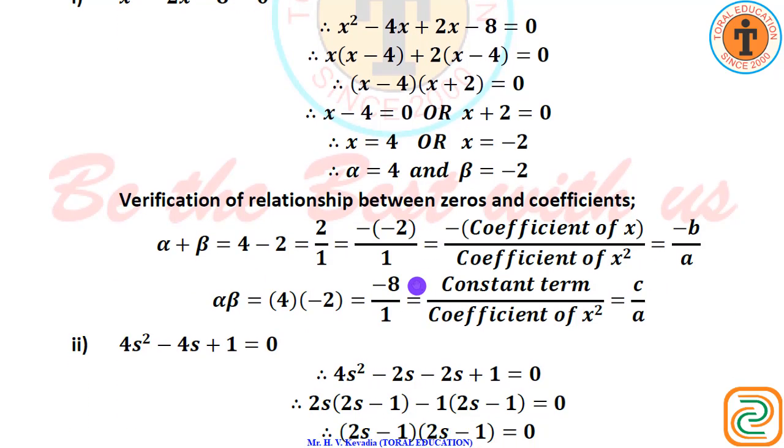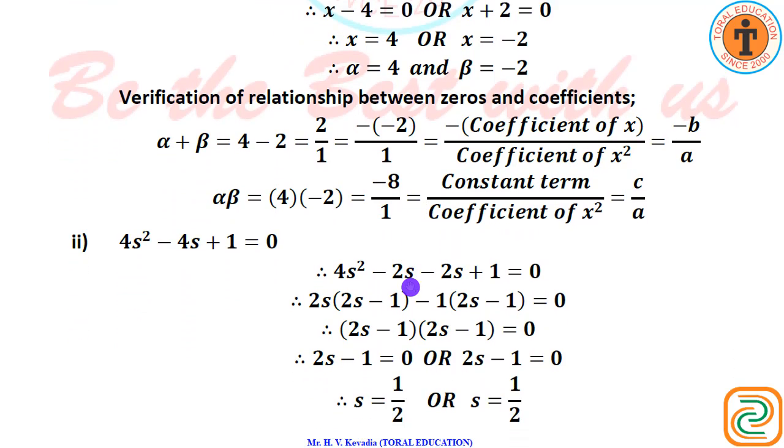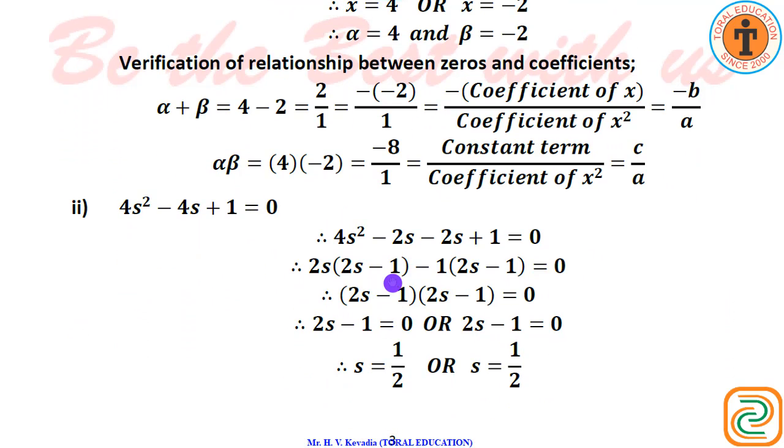Now sub question number 2. 4s square minus 4s plus 1. Friends, this polynomial is a perfect square polynomial. This is a perfect square polynomial. And if it is a perfect square polynomial, we can say 2s minus 1 whole square.